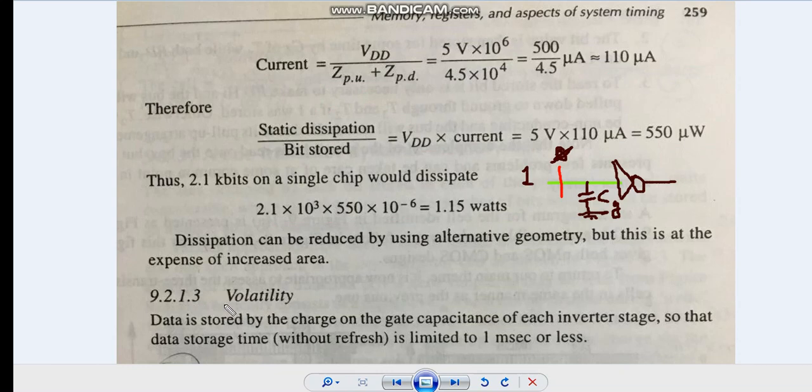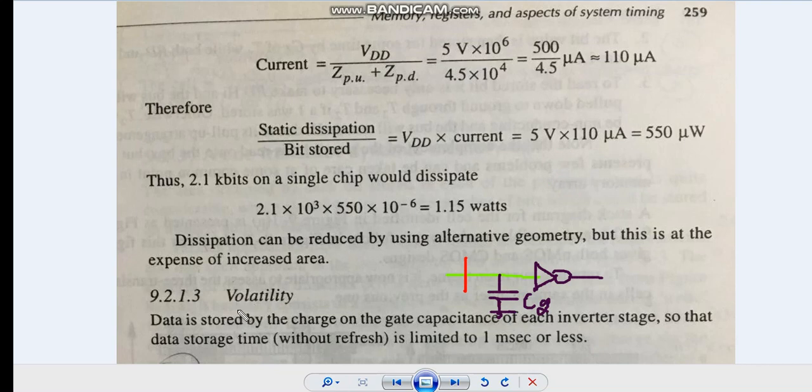Next is volatility. What is volatility? Data is stored by the charge on the gate capacitance of each inverter stage, so the data storage time is less than 1 millisecond. I have shown the diagram here: this is the NMOS and this is the inverter, and here we have a gate capacitance. Without a refresh operation, it can store for at most 1 millisecond. For example, if 1 bit is there, it can store that 1.